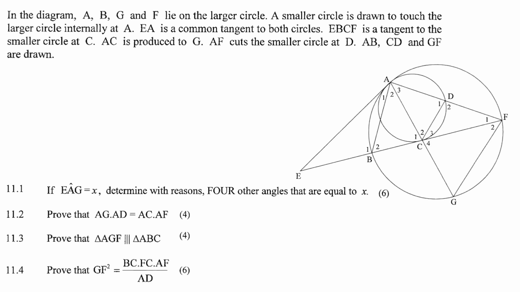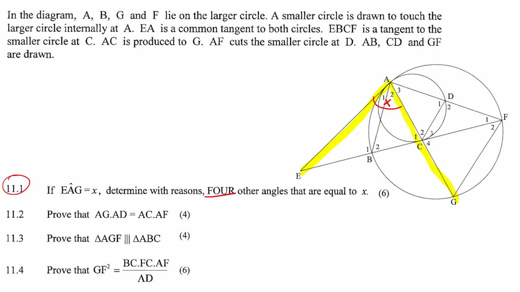EBCF is a tangent, EBCF. Okay, so there's EBCF. That's a tangent to the smaller circle over there. AC is produced, AF cuts, are drawn. Okay, so the first question: if angle EAG, so EAG, let me draw that for you guys. The angle that is made, they have said that that is called X.